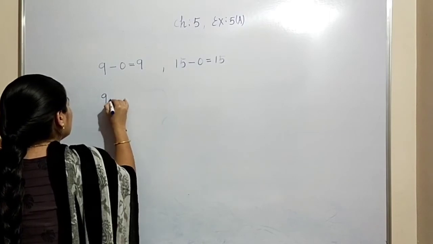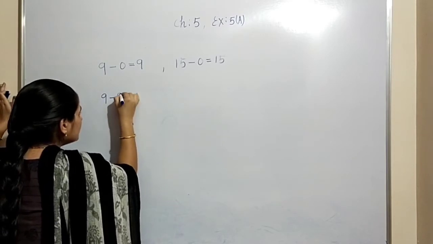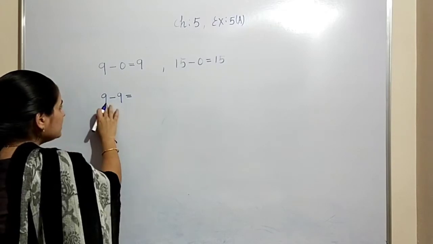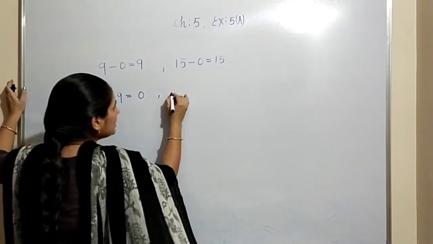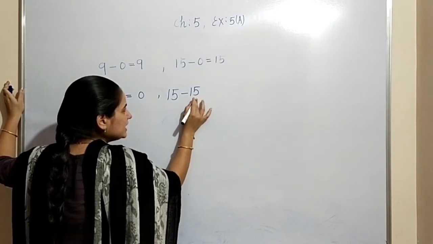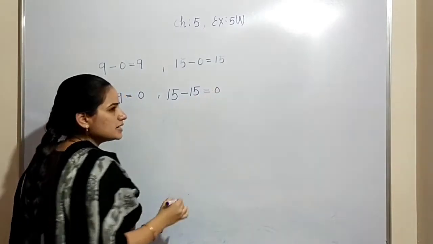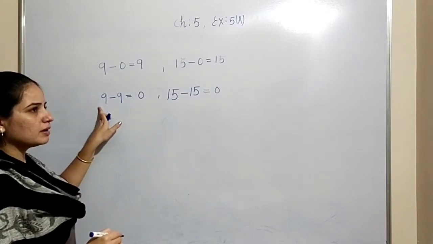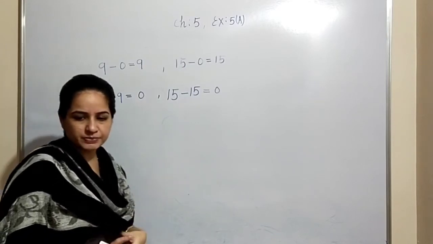Now, the second property of subtraction: when any number is subtracted from the same number, for example 9 minus 9, it will always give us 0. When 15 is subtracted from the same number 15, we shall always get the answer 0. This is property number 2 for subtraction.